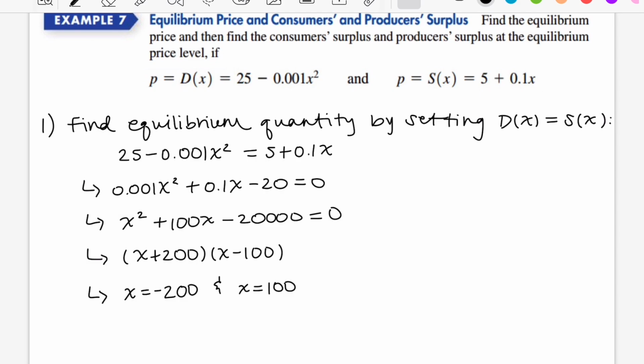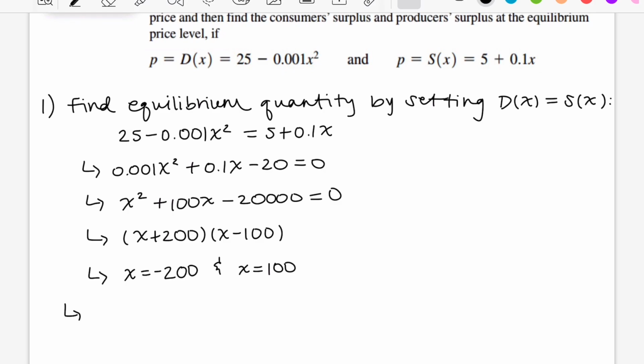Now remember, x represents the number of units of a product, so x can't be negative. So this tells us our only solution is 100. Remember, we just found the equilibrium quantity, so this solution is given by x bar. That is the equilibrium quantity. Now, we can use both functions, D of x and S of x, to find our equilibrium price. We can plug this value for x bar into either one of these functions. I'm going to use this function because it's a little bit easier to work with since we don't have this squared value.